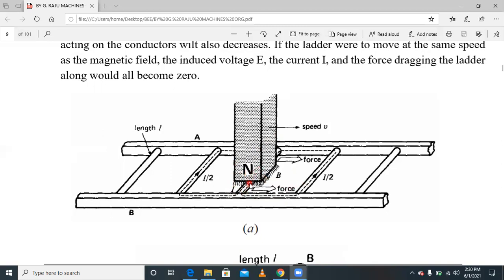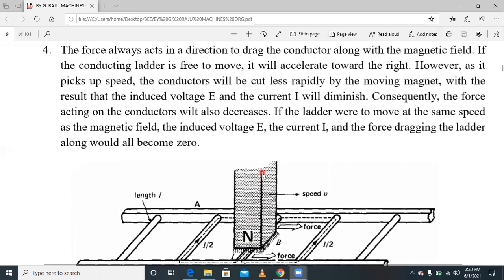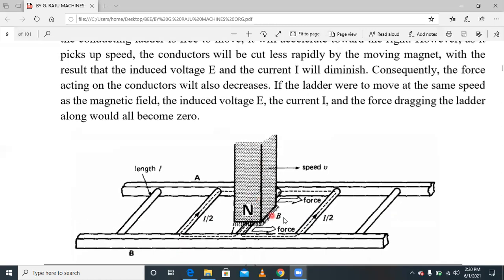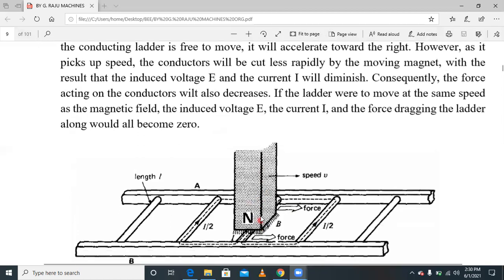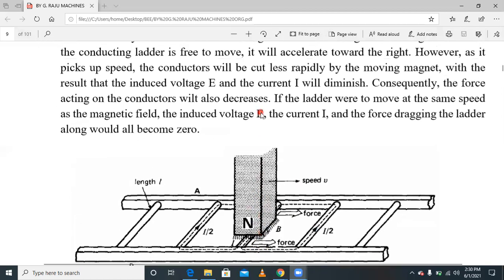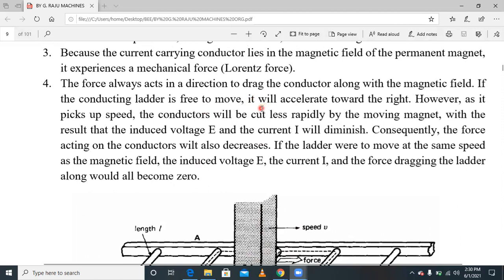The relative speed reduces, which means the magnetic field acting on this ladder is less, meaning the magnetic field towards the rotor is less. Okay, understood. When it accelerates toward the right, however, as it picks up speed, the conductor will cut less rapidly by the moving magnets, with the result that the induced EMF, that is called voltage, and the current will diminish.